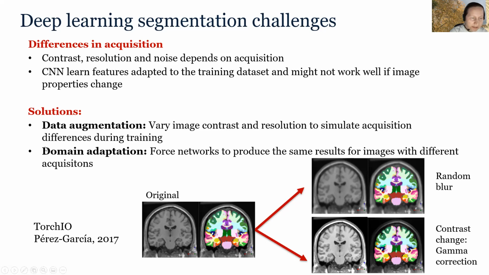But there is another way to do that, called domain adaptation, and this is a particular subfield of deep learning. In domain adaptation, we try to force the networks to produce the same results for images with different acquisitions. It's sometimes called domain shift as well.